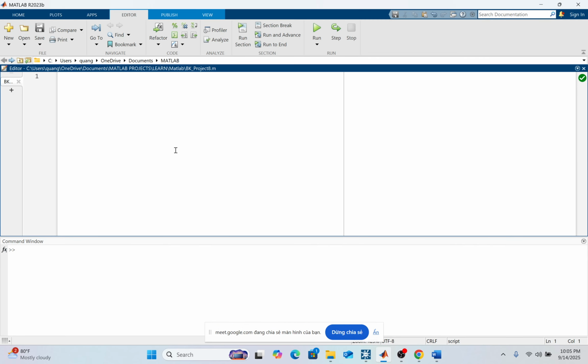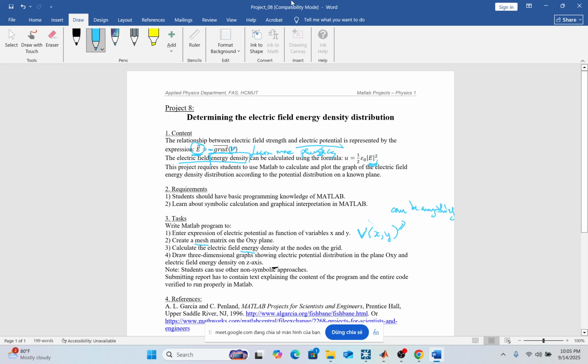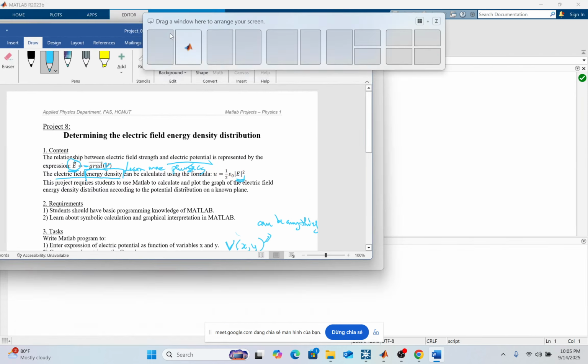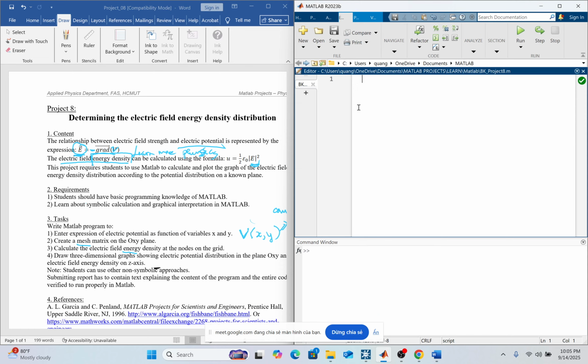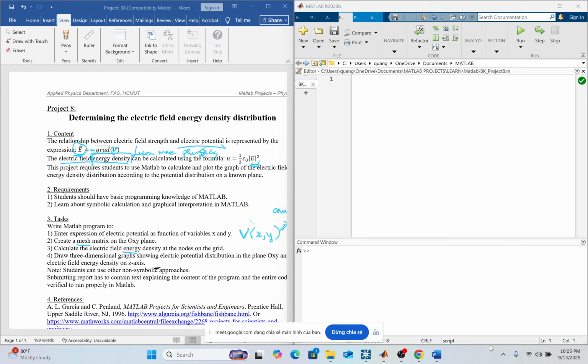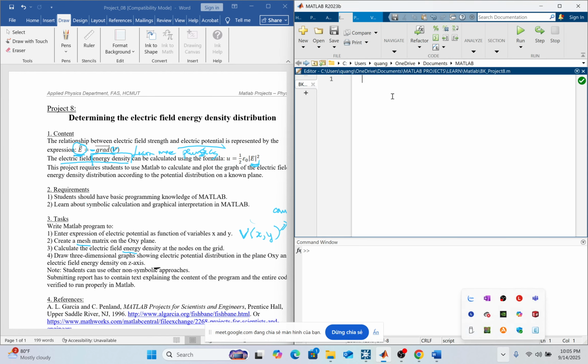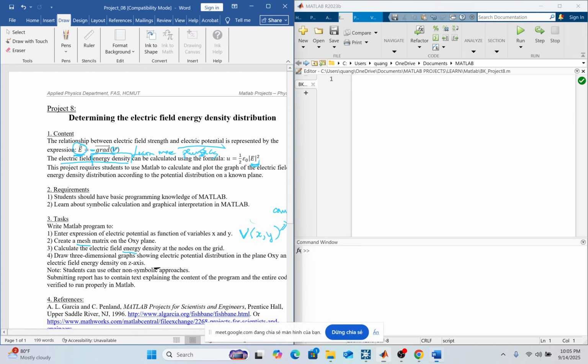I will put this next to my code so that you can easily follow the criteria. First, you will have to write a function of v, right? It says enter any expression as a function. I must allow the user to input any.